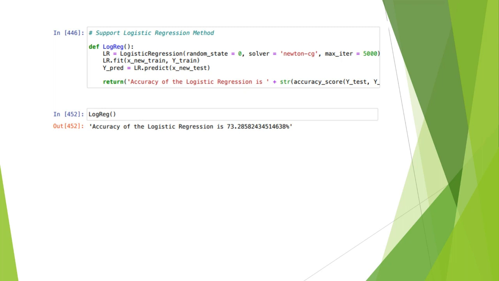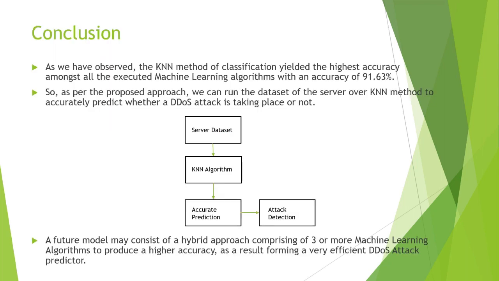As we come to the end of our presentation, we will conclude it. As we have observed, the KNN method of classification yielded the highest accuracy among all the executed machine learning algorithms, with an accuracy of 91.63%. So as per the proposed approach, we can run the dataset of the server over the KNN method to accurately predict whether a DDoS attack is taking place or not.